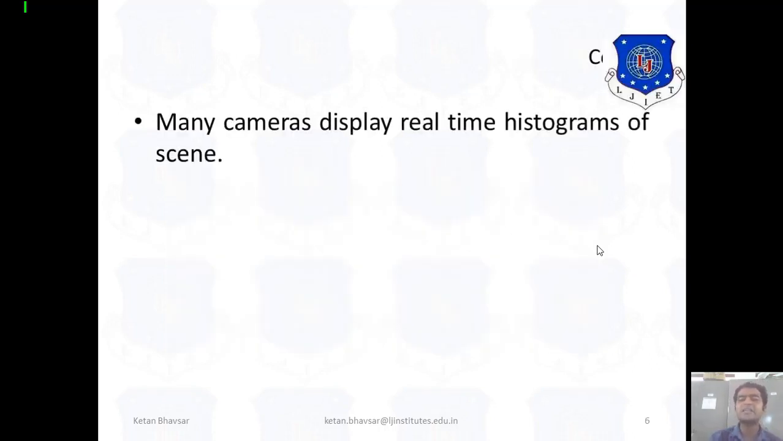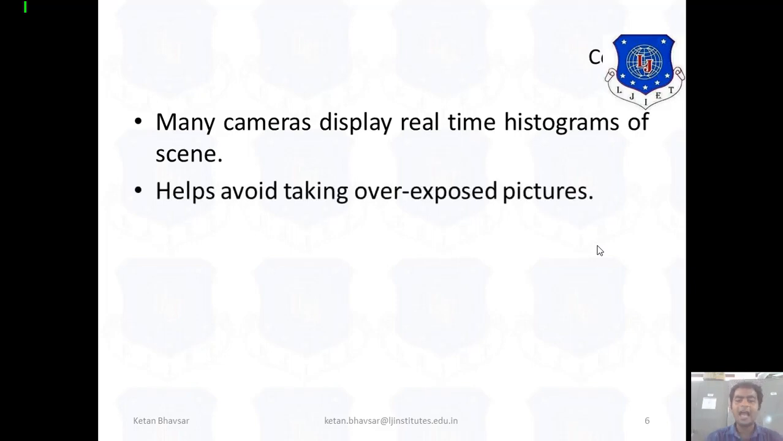Many cameras display a real-time histogram of scenes. Definitely, if you have a smartphone, you can find the pro mode. In the pro mode, you can easily see the histogram on your screen. It represents the contrast of particular pixels or data graphically at a time. It helps to avoid taking an overexposed picture.